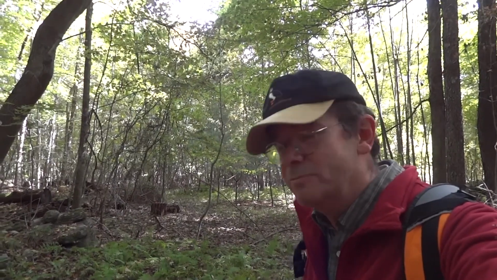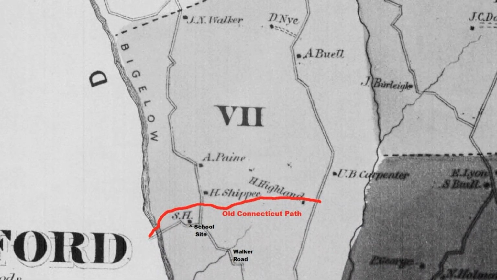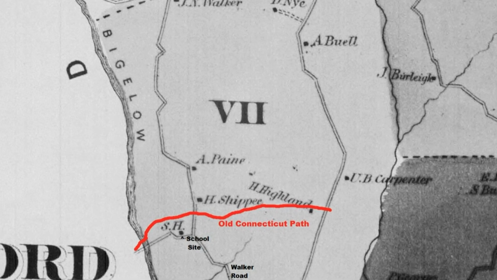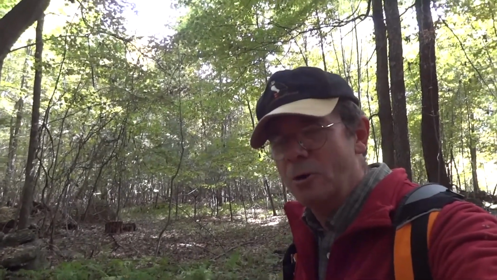In addition to the Shippey Place just up the road here on Walker Road, Chism also noted that the old schoolhouse where he and his brother David went to school in the 1860s and 1870s is just down Walker Road, and the path ran between the old schoolhouse and the Shippey Place. So we'll return down Walker Road to visit the school and head down to the Bigelow River.